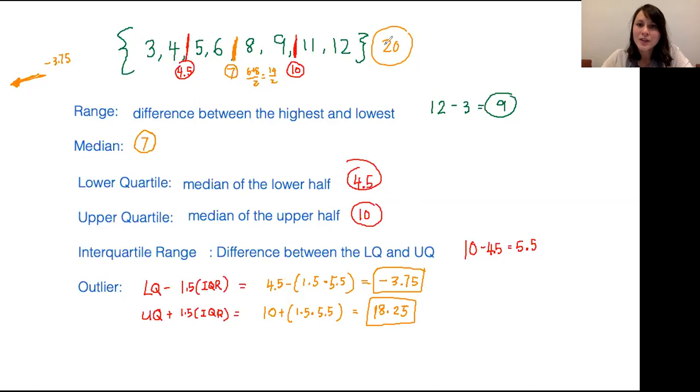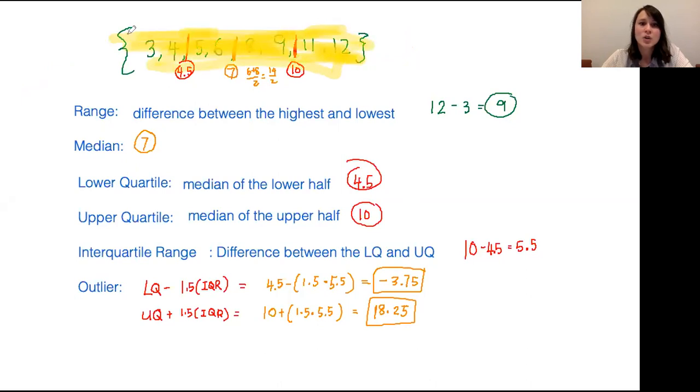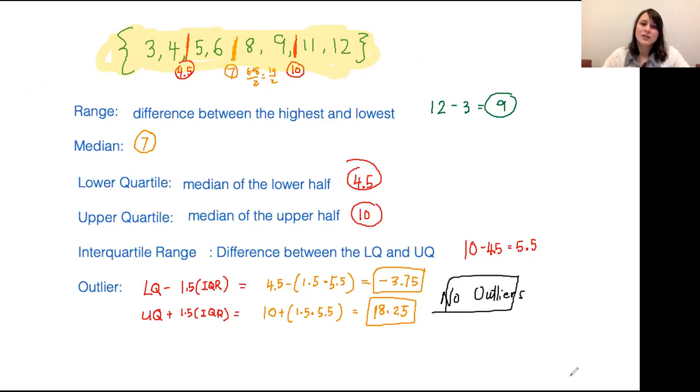Now, these are just hypothetical numbers that we're putting down as part of our set of data, but the set that's given to us is just this set right here, right? That's the set that's given to us. And so when we're looking at this, the question is, are there any outliers here? Is 12 or 3 considered an outlier? Well, no, because they are within the range of negative 3.75 and 18.25. So there are no outliers. Okay, so that's what I would say, no outliers, and that's it.